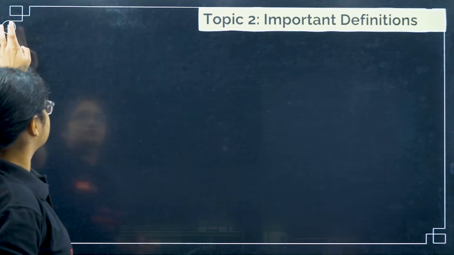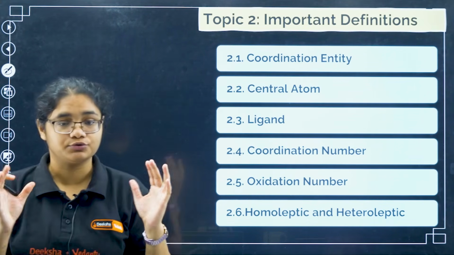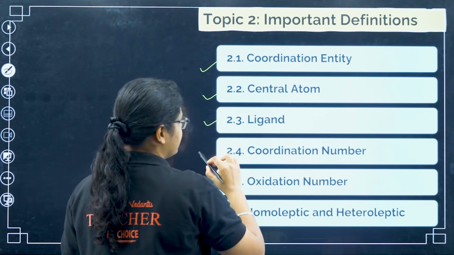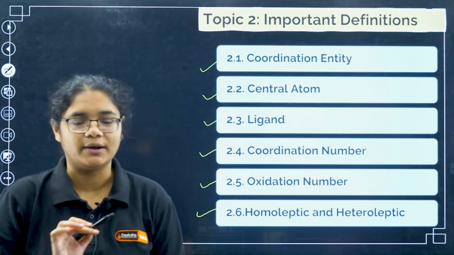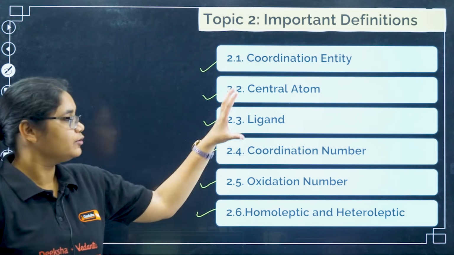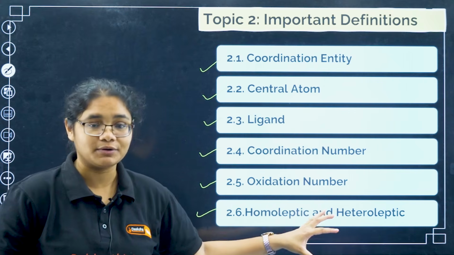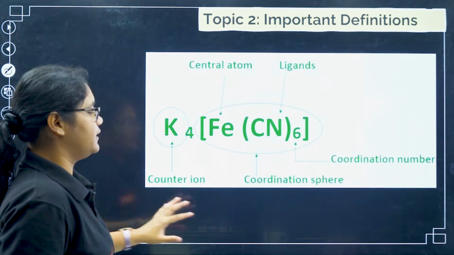Now moving to the next one, important definitions. So here we have 6 topics on which you should know the definition: coordination entity, central atom, ligand, coordination number, oxidation number, and homoleptic and heteroleptic complexes. So I'll be telling you each and everything from where questions can be asked, which definitions you have to remember, we'll discuss. Okay, so first let's talk about this image.